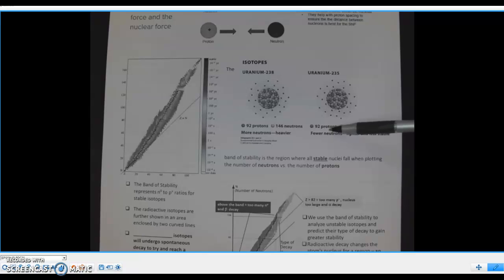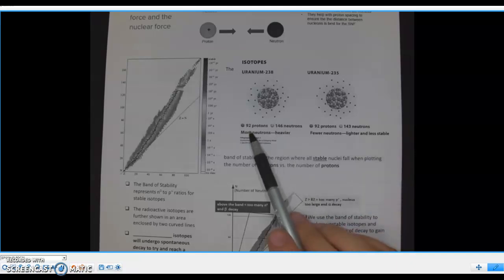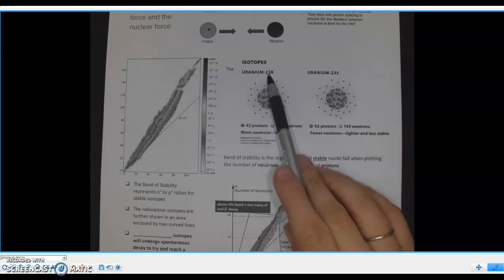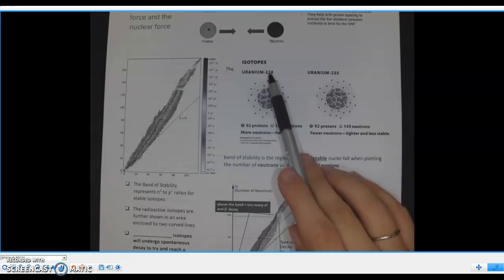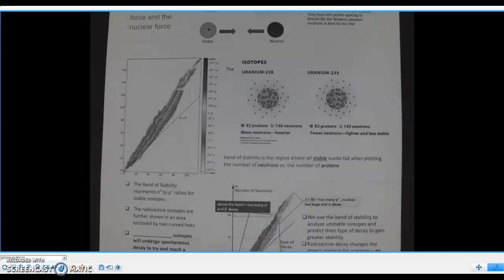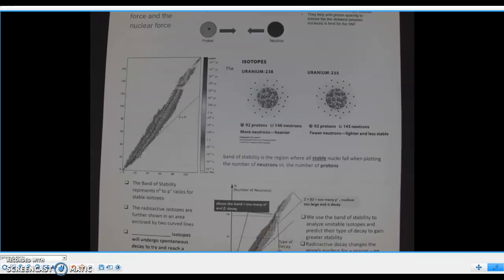But what we're focused on are isotopes, which is changing the number of neutrons. So we have the same number of protons, so they're both uranium, but we have different number of neutrons, and that's why these are isotopes of one another. If you add the number of protons plus the number of neutrons, that will give you the mass number. So hyphen number, that's your mass number, the number of protons plus the number of neutrons. Okay. All right, now, our band of stability. Let's keep talking about that.